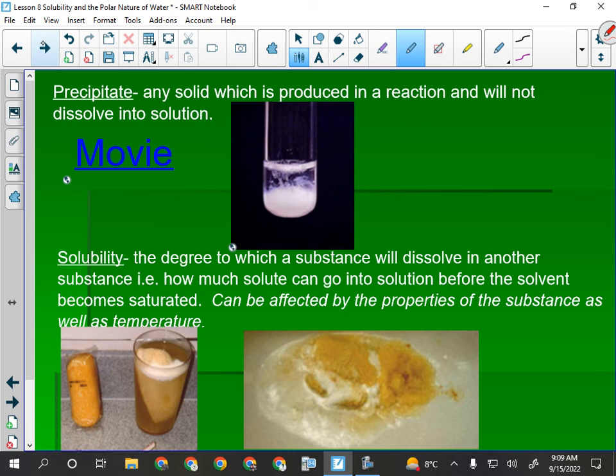All right, so a precipitate then, because we said that was going to be an important term, is any solid produced in a reaction that will not dissolve in the solution. And I'm going to show you the world's weirdest video on the production of a precipitate.